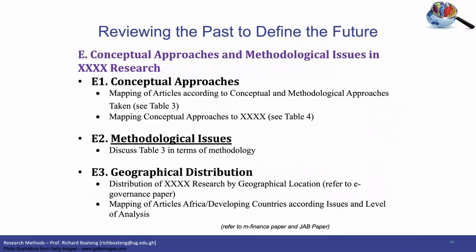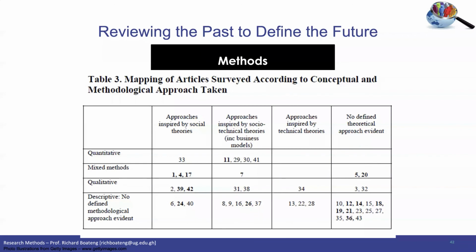Then go to methodological issue, then go to geographic distribution. Methodological issue, you can look at quantitative, qualitative, and then mixed methods, and then categorize them. We categorize by the theories. Most of the social theories are either mixed methods or qualitative or descriptive, but the technical, socio-technical ones are more quantitative. So here I can see that there are more papers that don't use data.